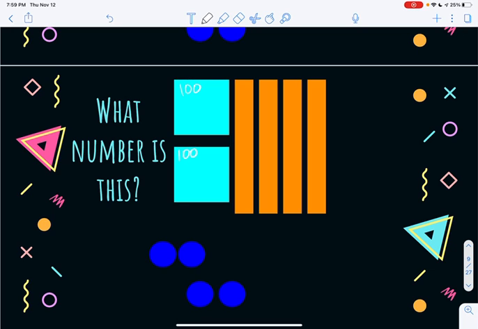All right, so we have 2 hundreds, and then we have 1, 2, 3, 4 tens, and 1, 2, 3, 4 ones. So let's go ahead and look at it like this. So we can add together by place value. So we can add the hundreds together. What do we get when we add 2 100s together?